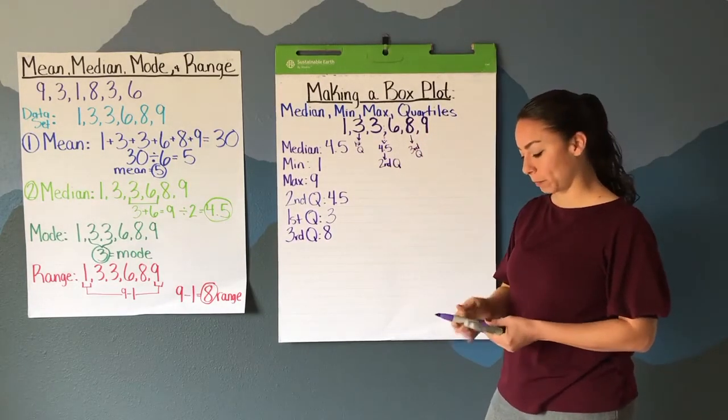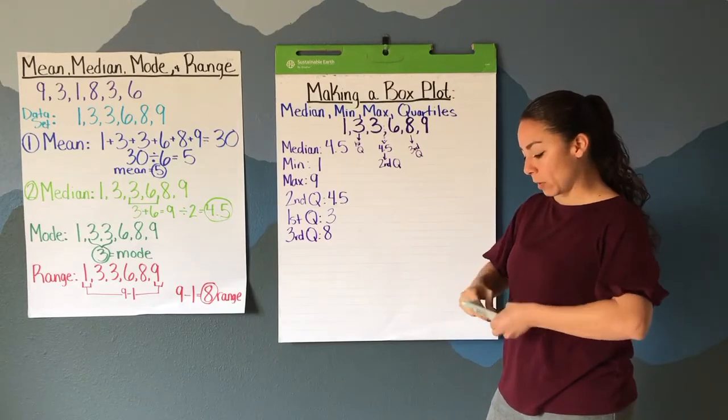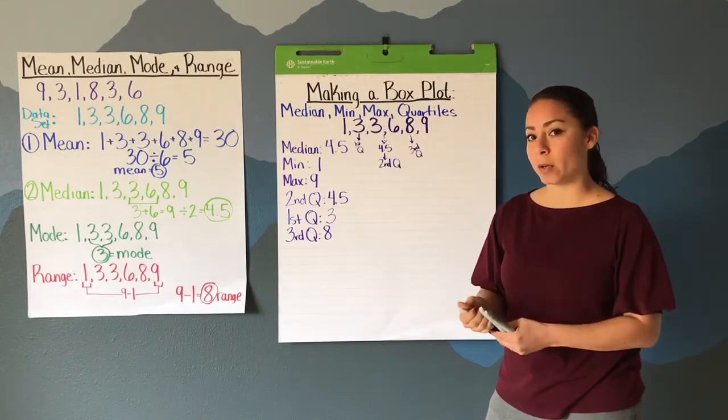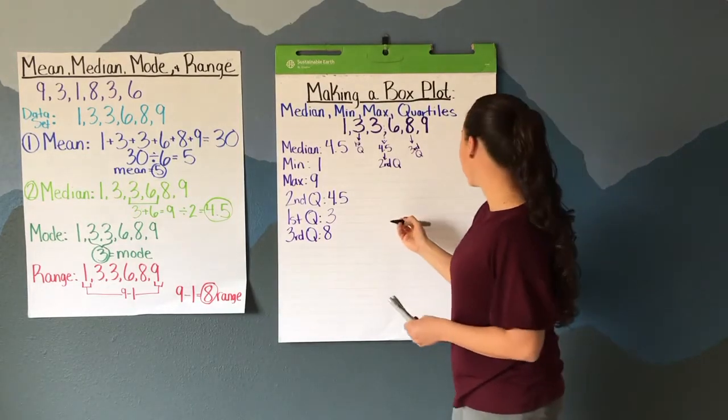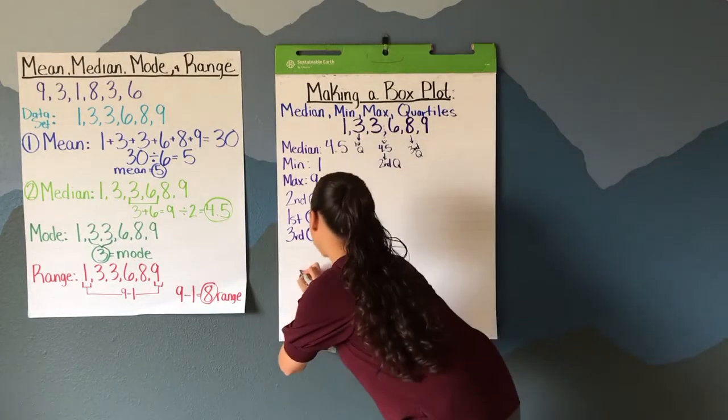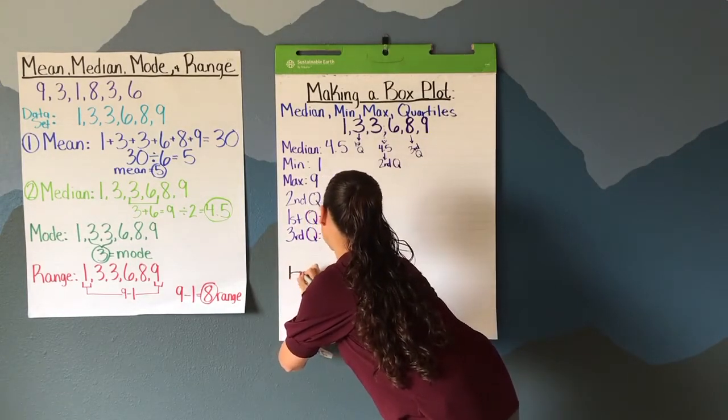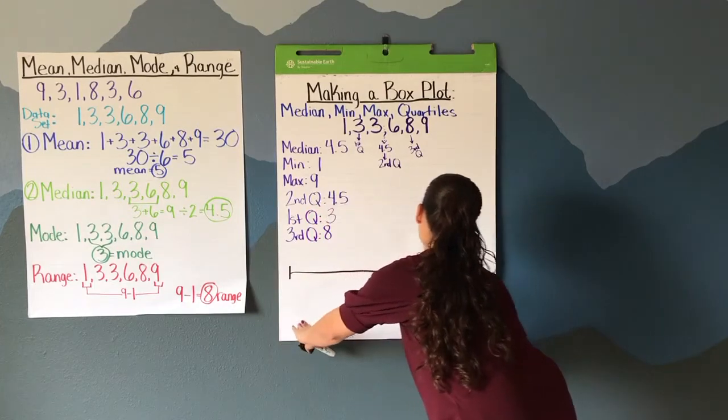Okay, all right. So now when we have all those pieces of information, we're going to be able to do a box plot. So what I'm going to do is draw a number line here, as straight as I possibly can.